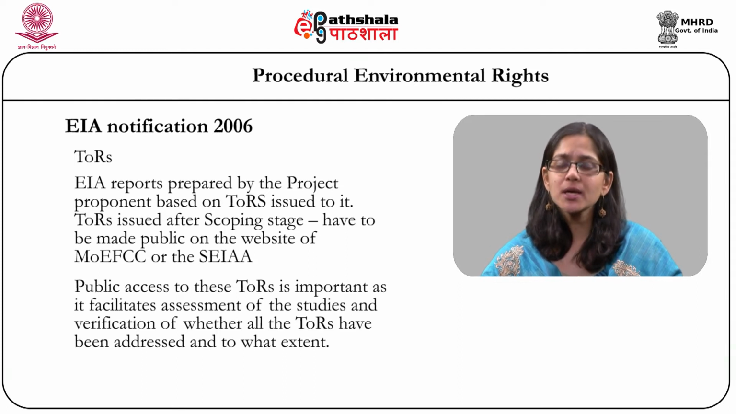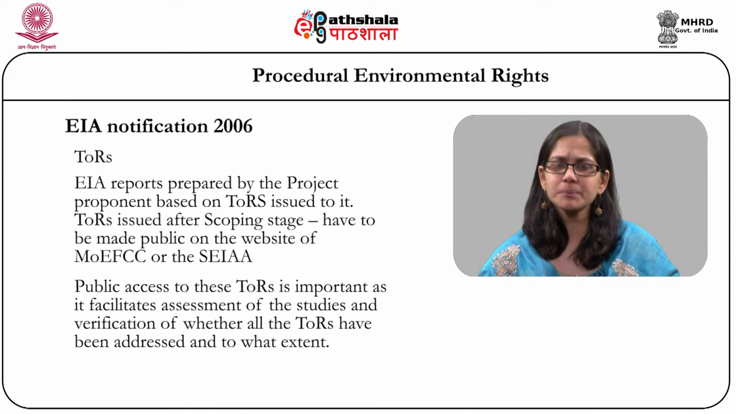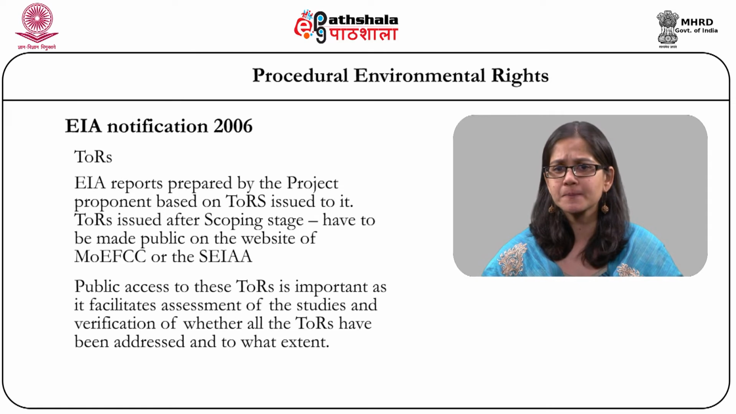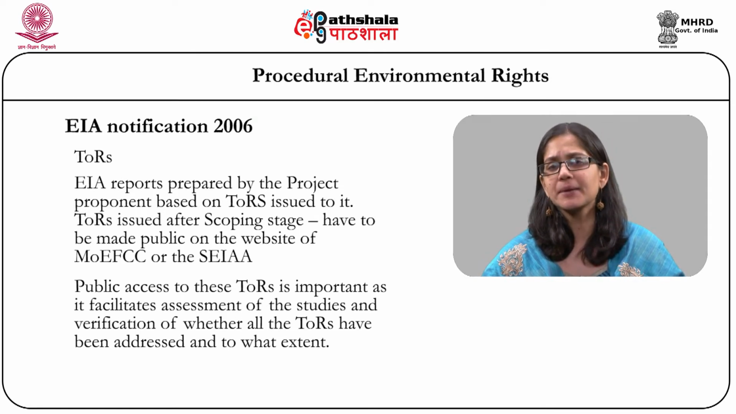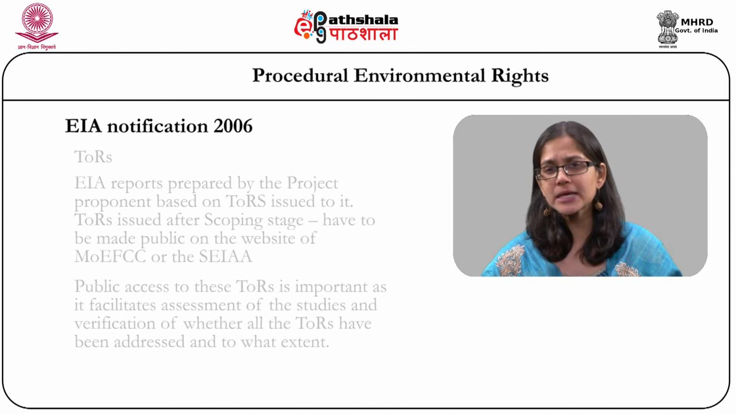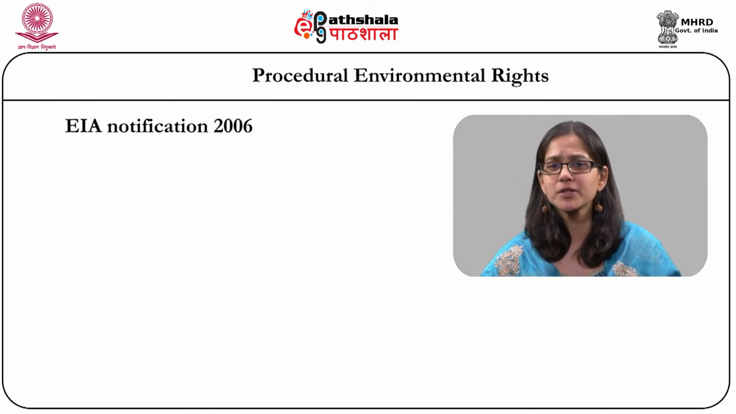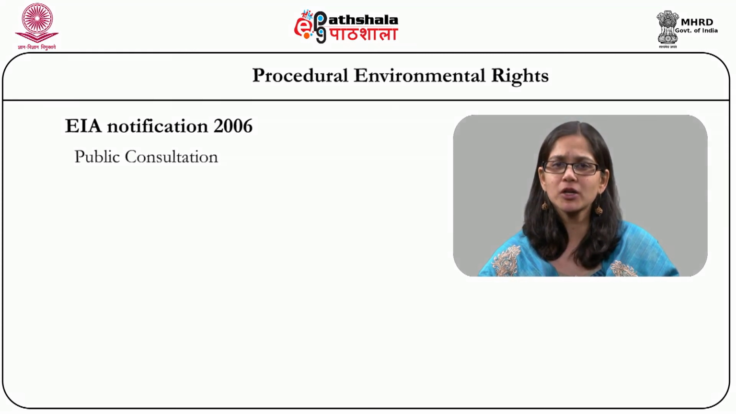Why is this important? Because environmental impact assessment studies, which basically see what the potential impacts on the environment of a project or an industrial activity are, are based on the terms of reference, the criteria laid down in these terms. So people should know whether the impact assessment studies have been done completely, adequately, meeting all the terms or not. The second example of where right to information comes in the environmental clearance process is the public consultation phase.